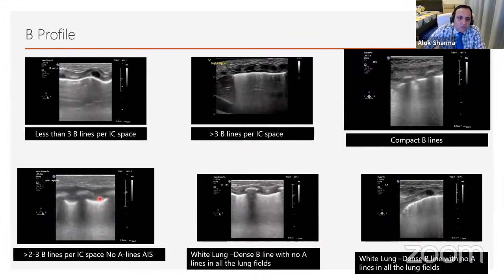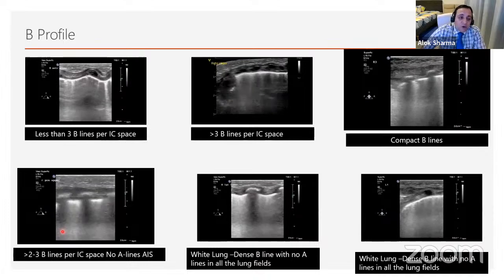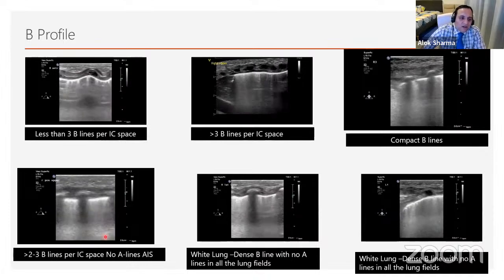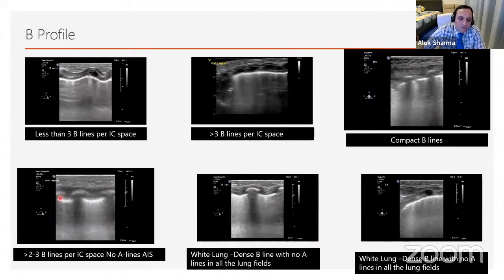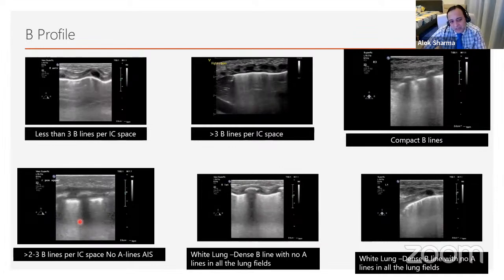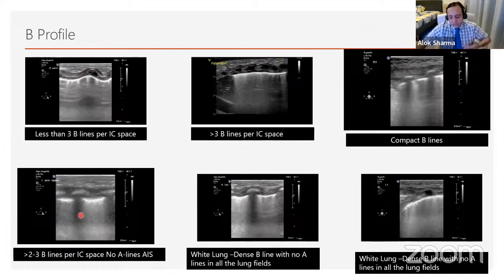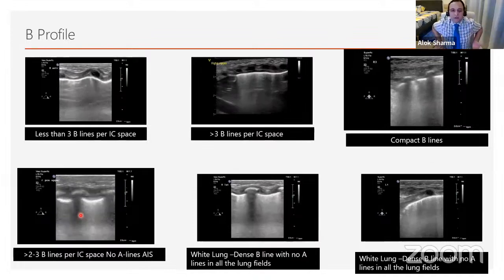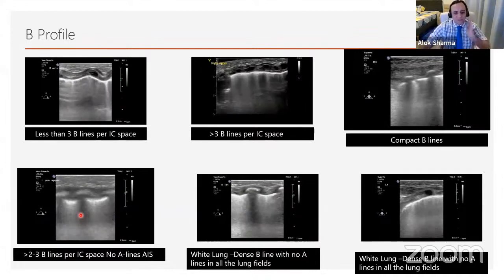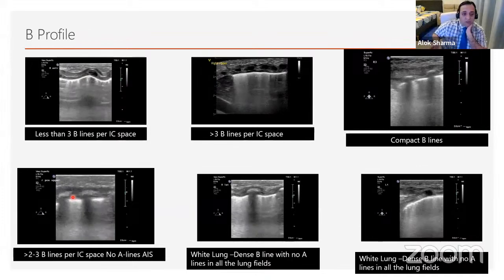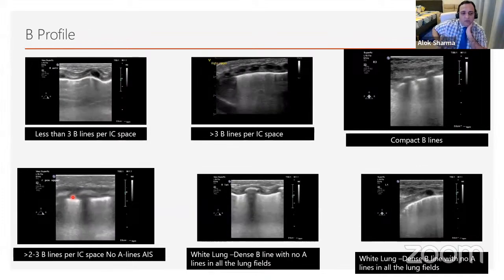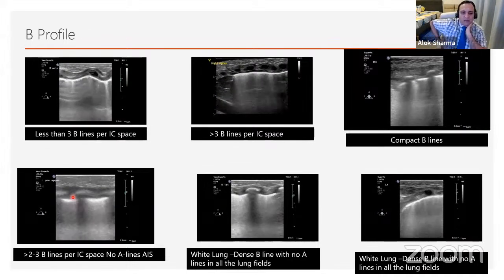Alveolar interstitial syndrome basically means that you can't differentiate compact B lines. So here you can't differentiate compact B lines. So it's just an increasing grade of alveolar edema because of increased fluid in the interstitial space. If you see it in less than one lung field, because we're going to see R1, R2, R3, R4, R5, R6. So if you see R1, R2 having an AB profile, but we know that fluid settles to the back of the lungs.